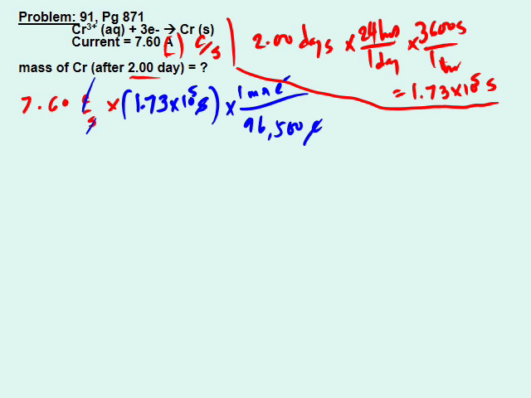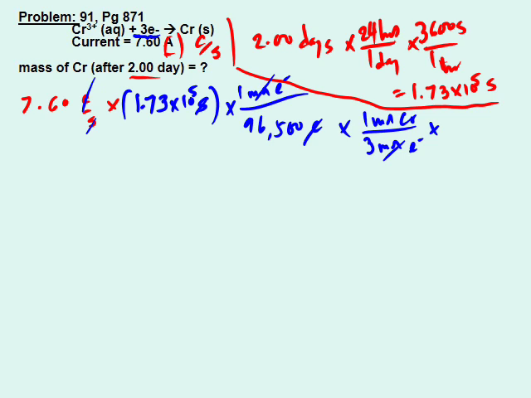Now look at the reaction. 3 moles of electron is going to plate out 1 mole of chromium. So that's what we're going to write down next. 3 mole electron, 1 mole chromium. Now we are almost done. Now mole of electron cancel out. This gives me a mole of chromium.